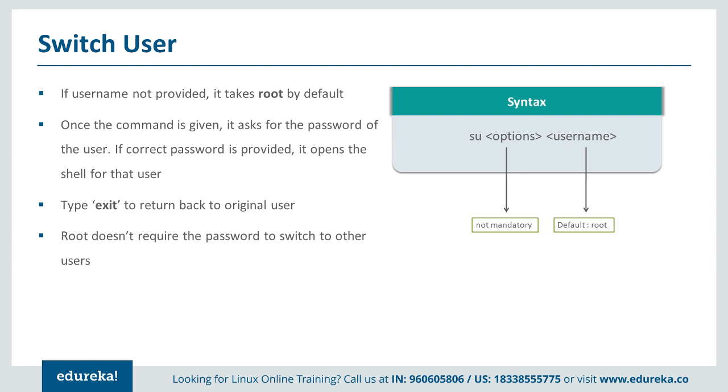For example, I have logged into my machine with the Vikas username. Then I go to the su command and I don't write anything. I just do su. It will automatically redirect me to the root user. And if I do su ubuntu, then it will redirect me to the Ubuntu user and it will ask the password of the Ubuntu user. Root doesn't require the password to switch to other users. So if you are in root, you are the super user. You don't need any permission to jump to any other user.